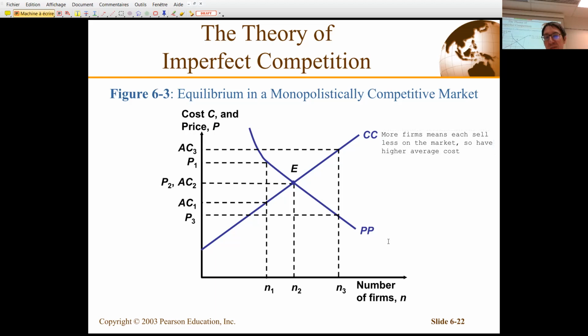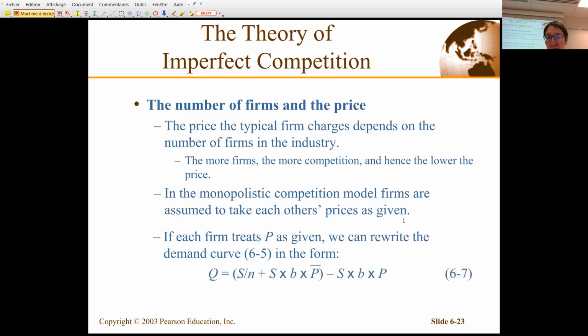And the second, as I said, is a function of the fact that more firms equal more competition, so lower price on average. So that's what we're going to see next. The price of a typical firm depends on the number of firms in the industry. The more firms, the more competition, hence the lower the price. In the monopolistic competition model, firms are assumed to take each other's price as given, and each other's quantity produced, essentially, also.